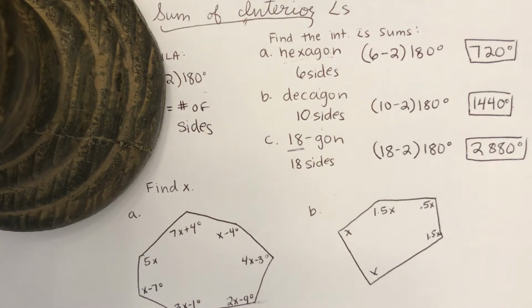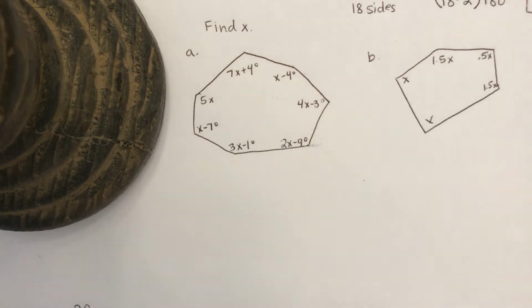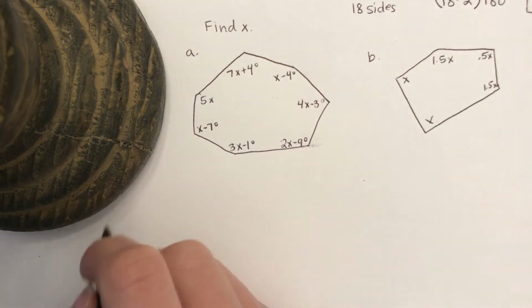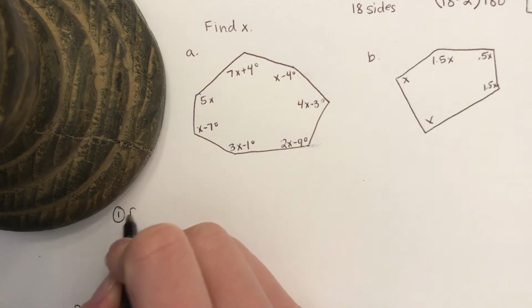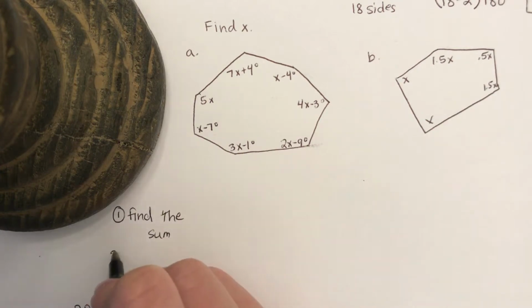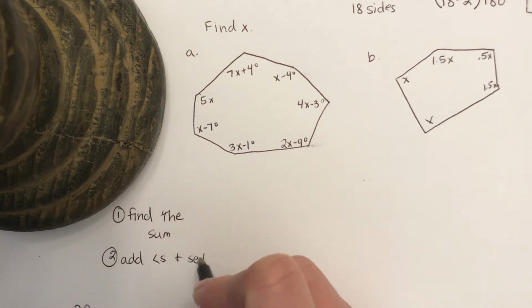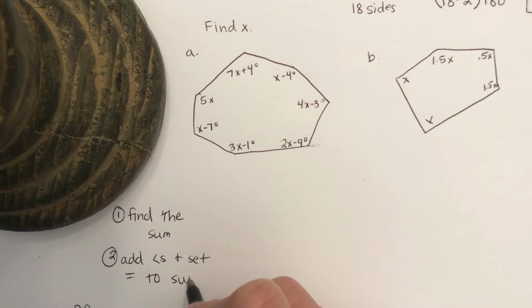Now, that's just finding the sum, and that will be asked on your test. Another potential question on your test is finding x. So you'll actually have to look at some figures and find x. So your first step would be, I guess you could say, to find the sum of all the angles. Your second step would be to add angles and set equal to the sum. And then your third step would be to solve for x. Okay, so we're going to walk through these steps.